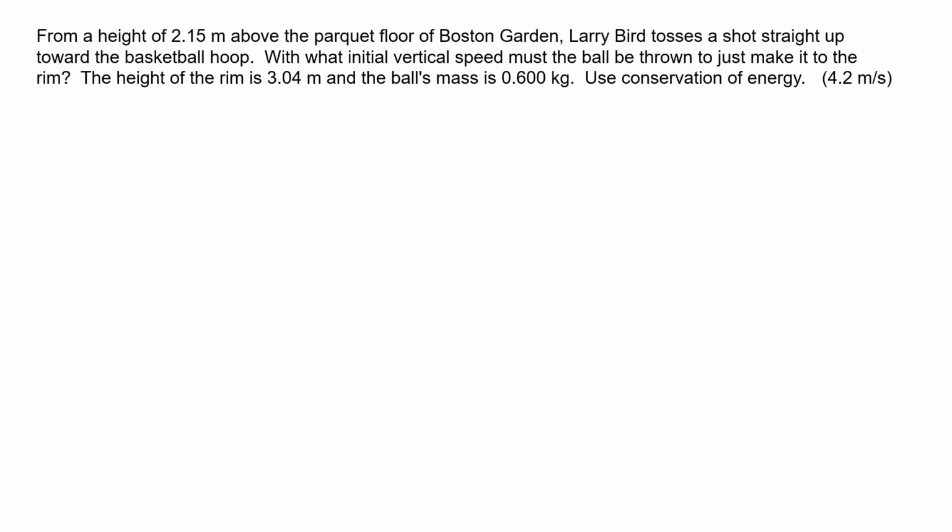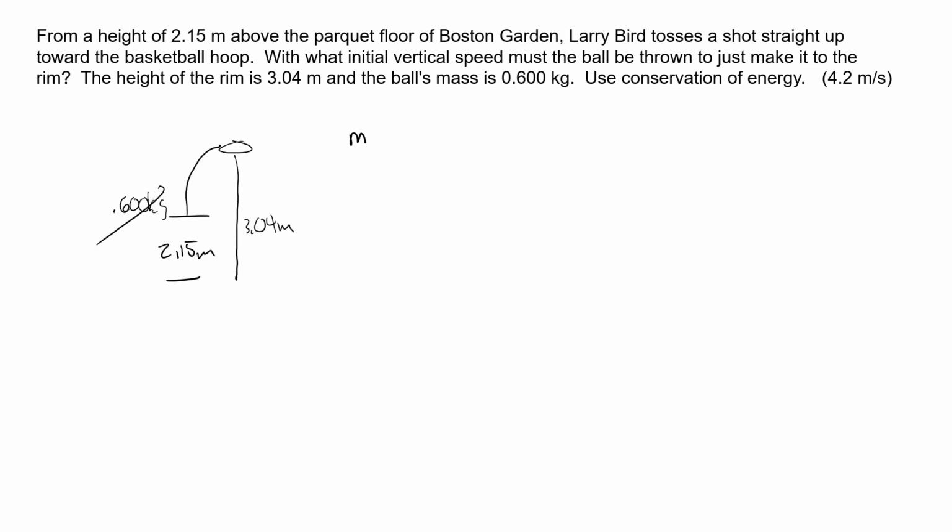Last one, from a height of 2.15 meters above the floor, Larry Bird tosses a shot straight up toward the basketball hoop. With what initial vertical speed must the ball be thrown to just make it to the rim? The rim is 3.04 meters. The ball's mass is 0.600 kilograms. Again, here we don't actually care about the size of the ball. Whatever size the object is doesn't really matter because we're talking about speed, not about force needed to push it up.